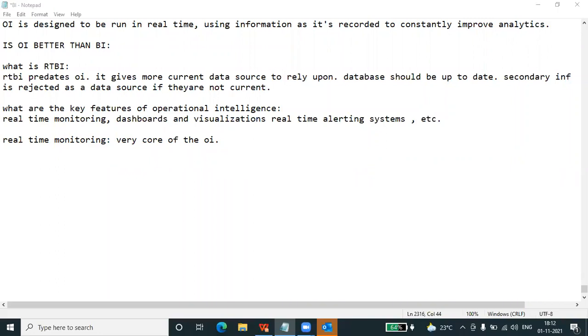Then dashboards and visualizations. It is another essential feature of operational intelligence, to digest complex information and present it in an easily understandable format. Dashboards are the common mechanism for this, presenting information in a graphical form that takes a mountain of data and makes sense out of it.